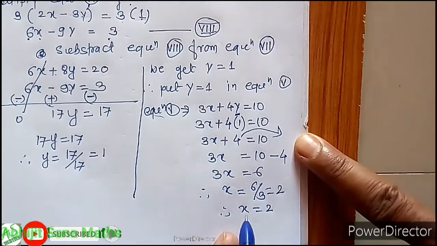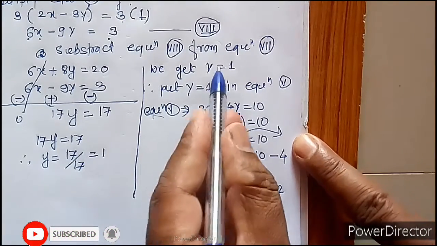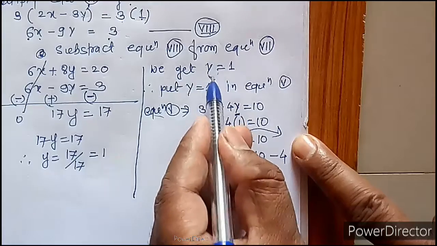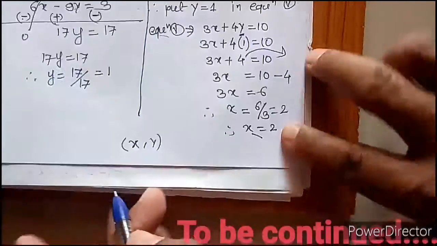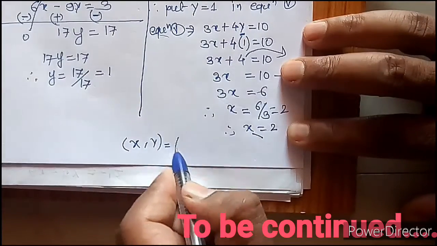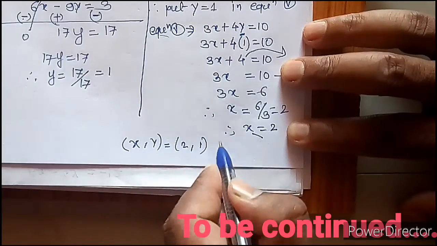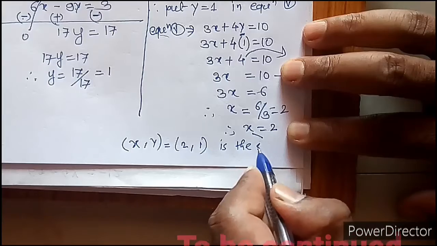Here we get the value of x equals 2 and the value of y is 1. Therefore our answer, that is (x, y) equals (2, 1), is the solution.